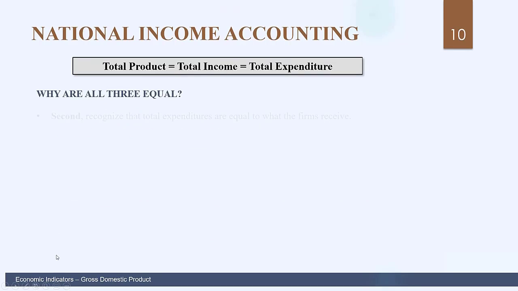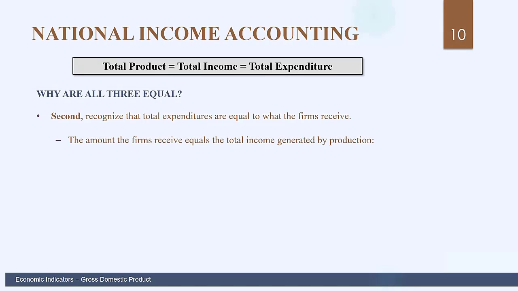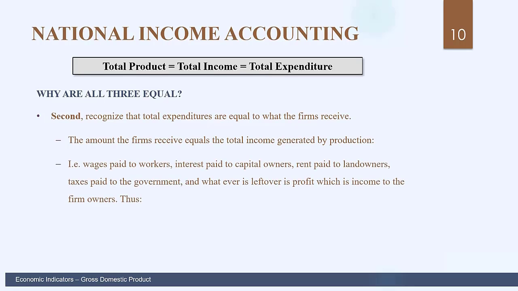Second, we need to recognize that total expenditures are equal to what the firms receive. So the amount firms receive equals the total income generated by production. For example, wages paid to workers, interest paid to capital owners, rent paid to landowners, taxes paid to the government, and whatever's left over is profit, which is income to the firm owners.